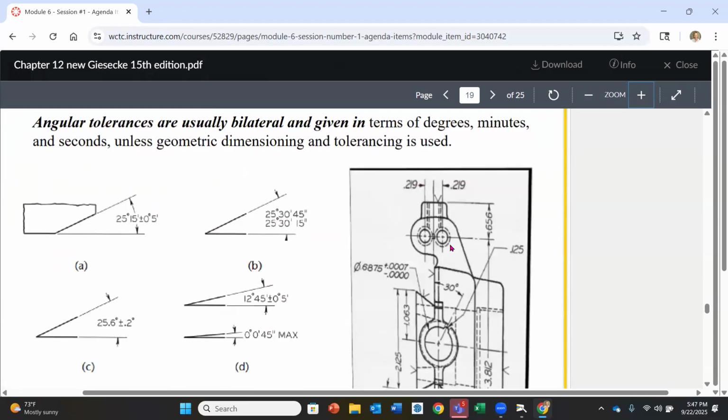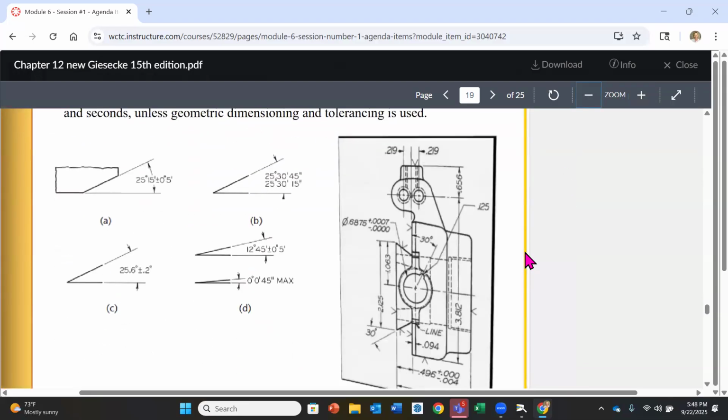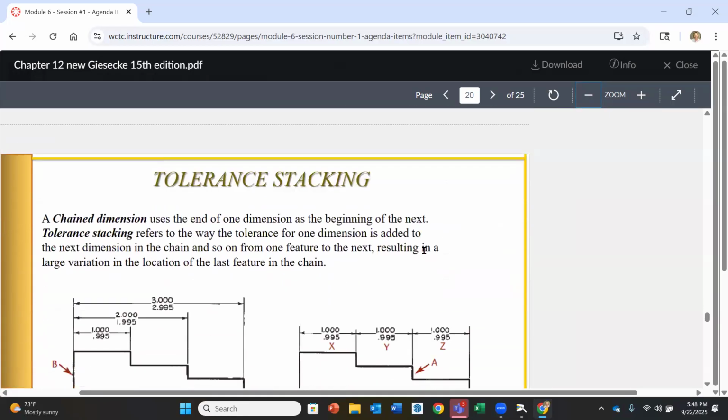Angular tolerances. Here again, the most common value, I believe, is plus or minus a half a degree. If it needs to be something other than that, then you want to specify it. And that's what you see here. But most often, unless it's a timing issue, like on a camshaft or something, the plus or minus a half a degree is usually pretty okay.